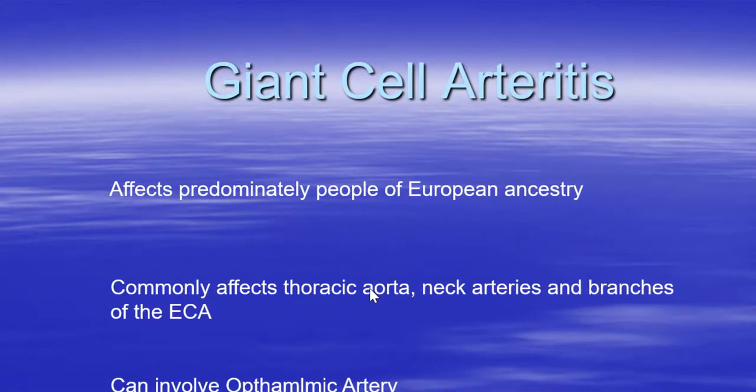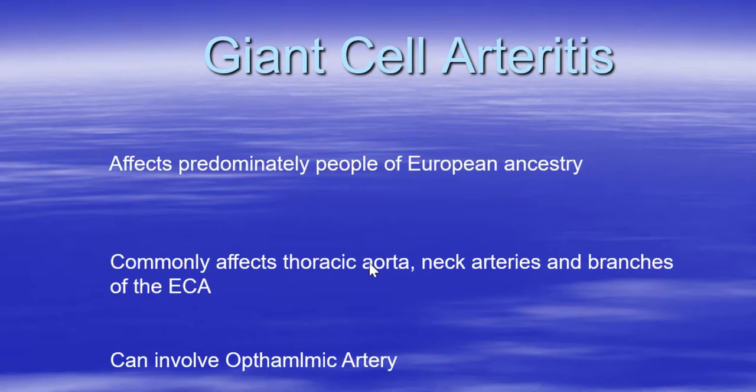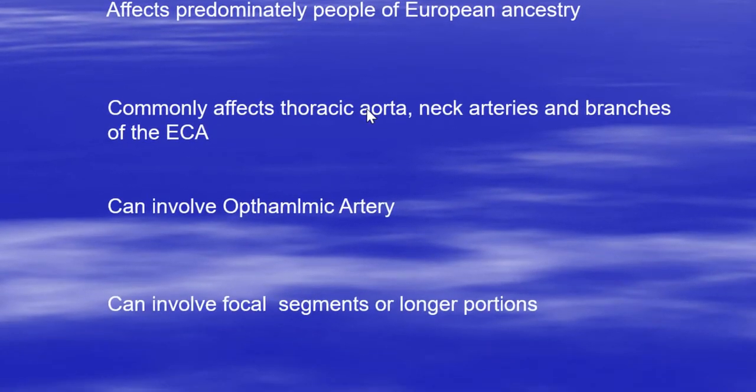It affects people predominantly of European ancestry. It's got quite a big female to male prevalence. You can see it in some of the other vessels of the body as well. The thing that's quite important from our point of view doing these scans is that it can involve the ophthalmic artery. So if the patients aren't treated in a timely manner, they can actually go blind.